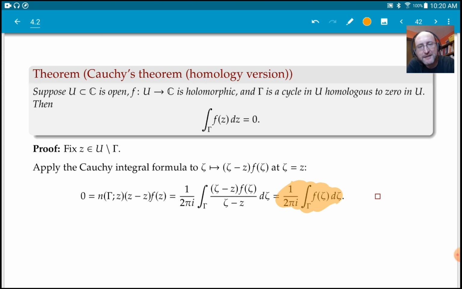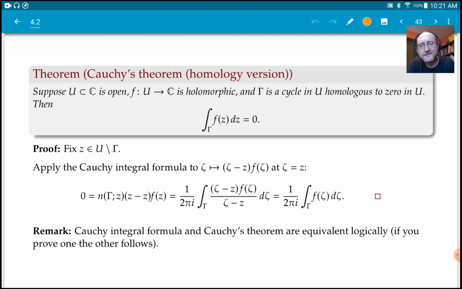It looks maybe a little bit like cheating, but yeah, sure. Basically, we've made the function 0 at this point z, and then we evaluated that function there using the Cauchy integral formula. And we get precisely the thing that we want. All right.